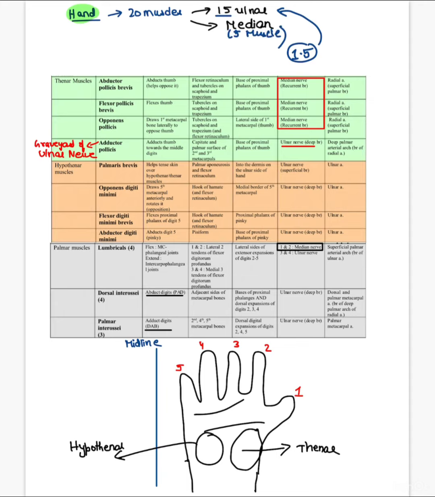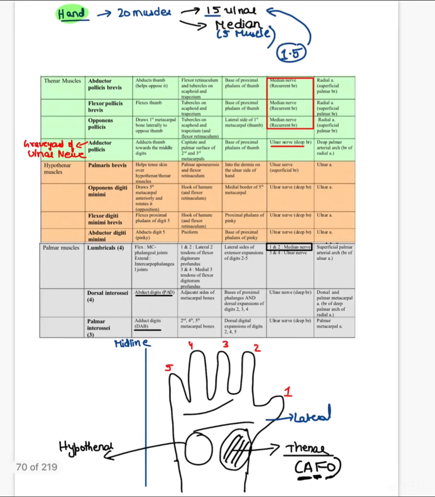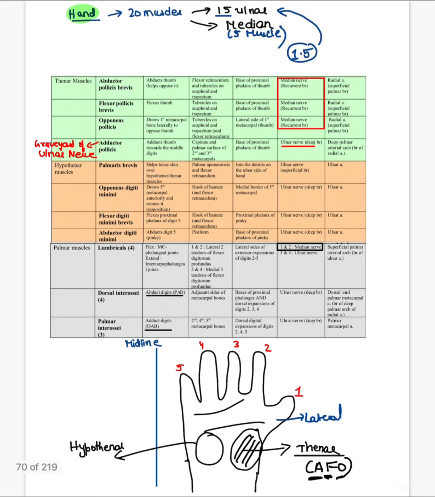Now think, the ulnar nerve was on the medial side, so the median nerve will be on the lateral side. And on the lateral side, that is your thumb side, it will supply the muscles of the thenar eminence, the eminence of the thumb. What are the three things it supplies? Remember the mnemonic AFO: abductor pollicis brevis, flexor pollicis brevis, and O means opponens pollicis.